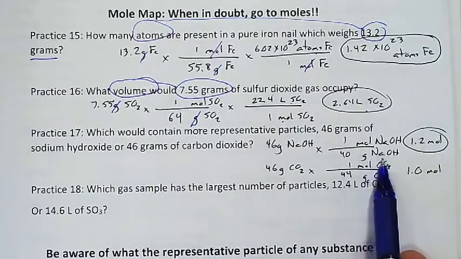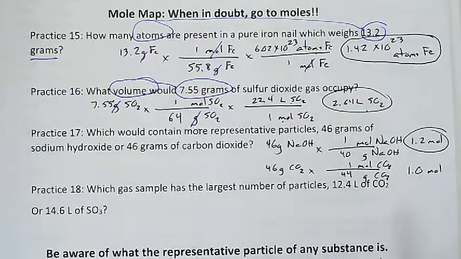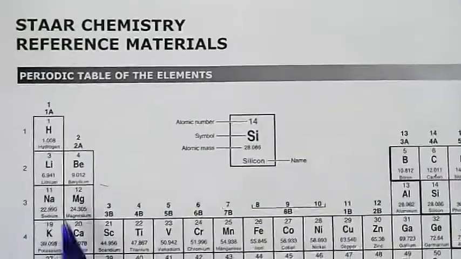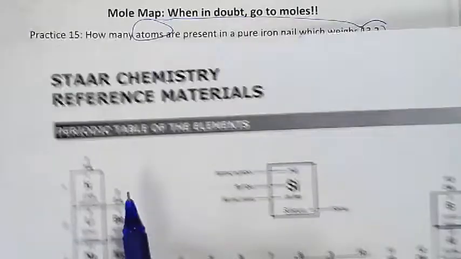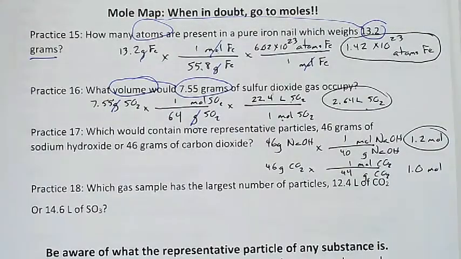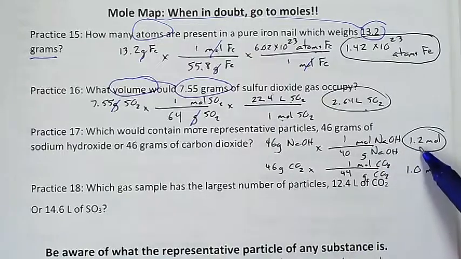Again, the molar mass of NaOH, you get that from the periodic table. You add up sodium's mass, oxygen, and hydrogen, add them all up, they weigh 40. So 46 divided by 40, that'll give us 1.2 moles of NaOH.